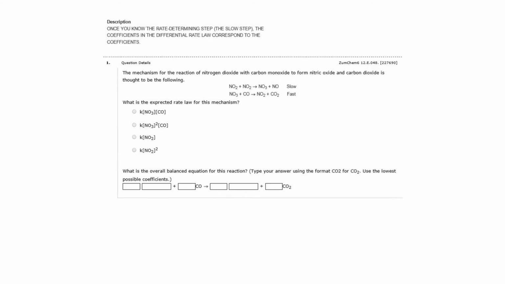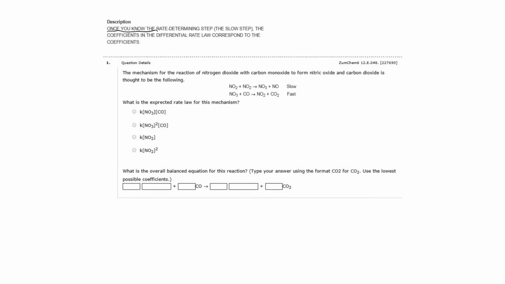Students, here's a problem that looks a lot harder than it is. Please note at the top my little hint. Once you know the rate determining step, that is the slow step in a mechanism, then the coefficients in the differential rate law correspond to the coefficients in that slow step.